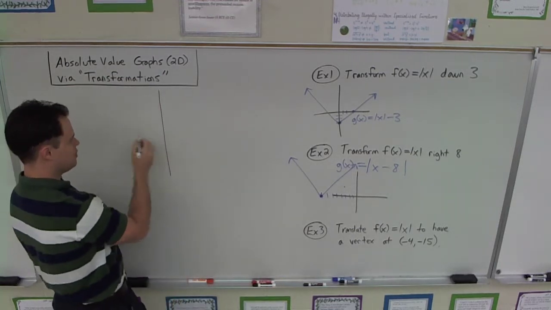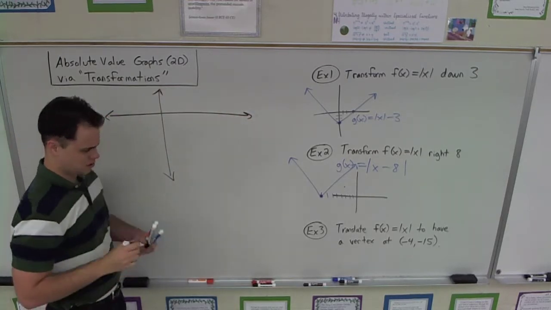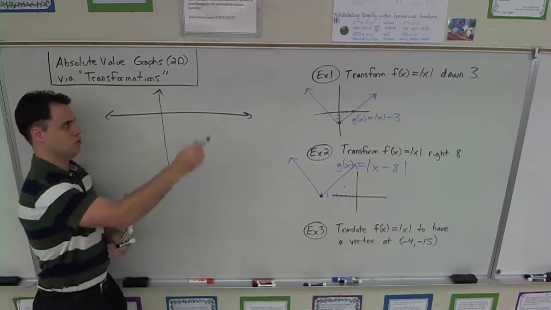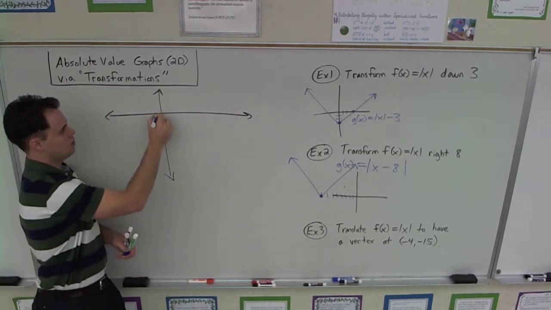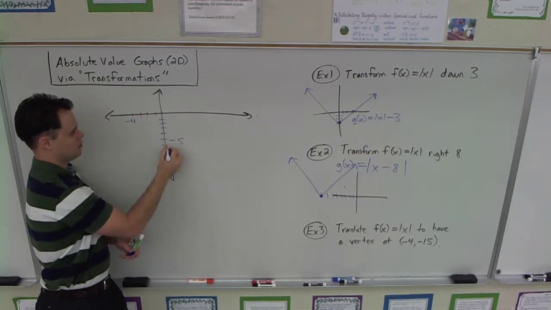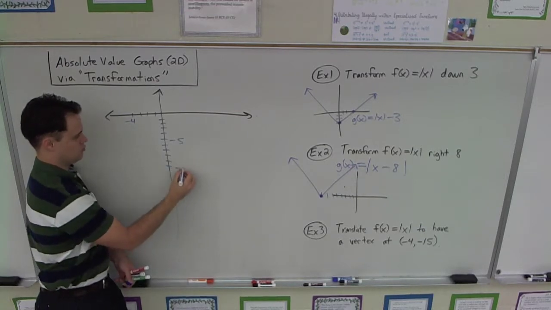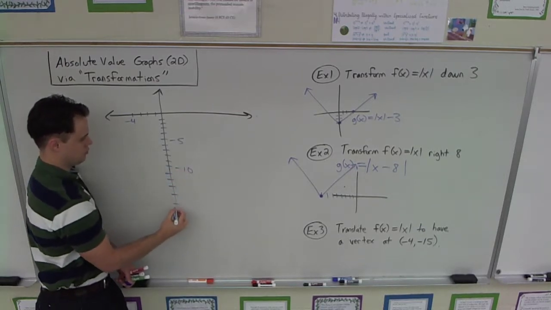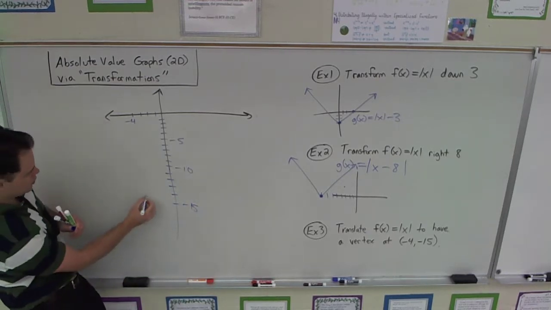All right, so I need to be in the fourth quadrant. Which quadrant is this vertex in? 1, 2, 3, right? So I'm going to go 1, 2, 3, 4 this way. 1, 2, 3, 4, 5, 6, 7, 8, 9, 10. Need to keep going. 11, 12, 13, 14, 15. Okay, so there's my vertex.